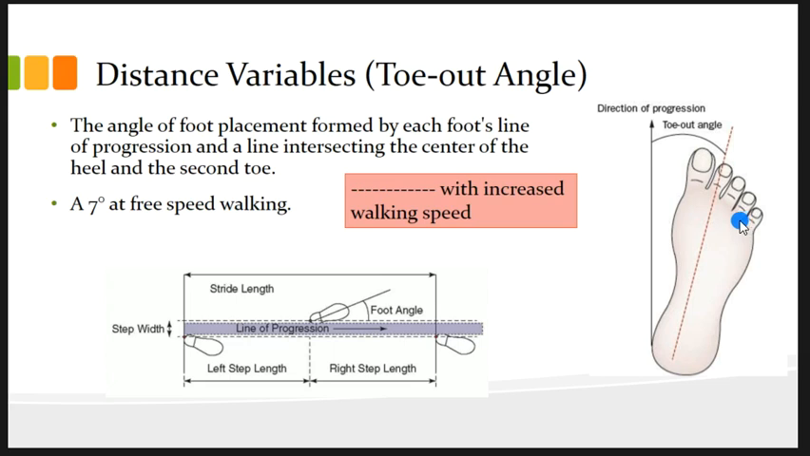A toeing out angle is something we're looking for. I like to describe this as if this were 12 o'clock, and the toes were pointing towards 3 o'clock as an extreme, that would be a 90-degree toe out angle, which I don't think we'd see. But if it's going more from 12 o'clock to 1 o'clock, that might be a 30-degree toe out angle. It's going to depend. That's an extreme. Traditionally we're looking at about a 7-degree toe out angle.